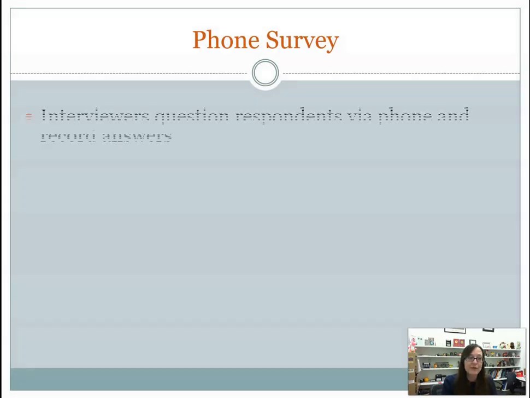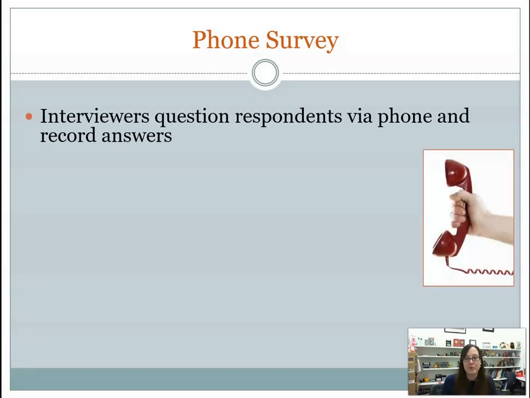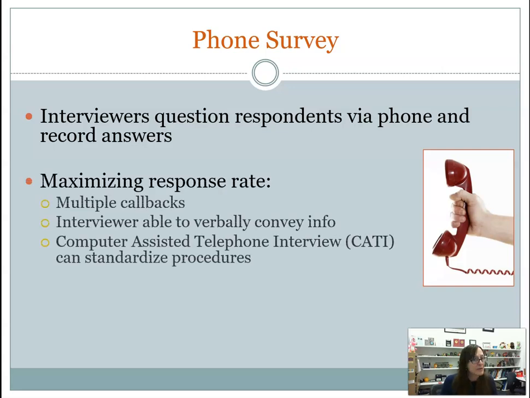Then you can do a phone survey. Phone surveys are where you have people call up respondents on the phone and just record the answers as they're asking questions. So these are the people that cold call you and then say, do you have time to answer a quick survey? That would be phone surveys. People don't like this, so you have to really work to maximize the response rate. You're going to need to do multiple callbacks because people don't pick up their phones. If you're trying a landline, then that's going to be problematic if people aren't home or they just don't answer it. So you're going to have to use multiple callbacks.